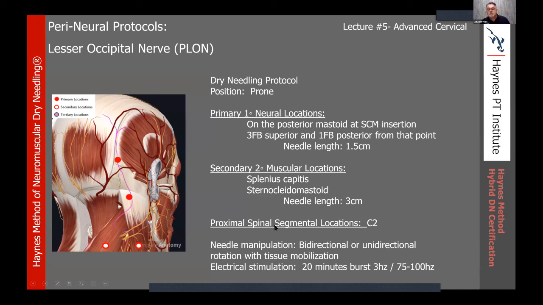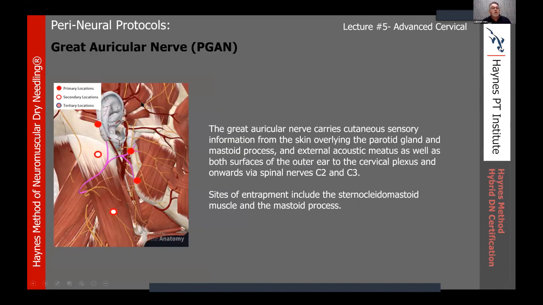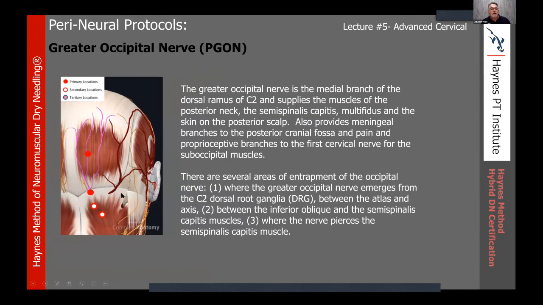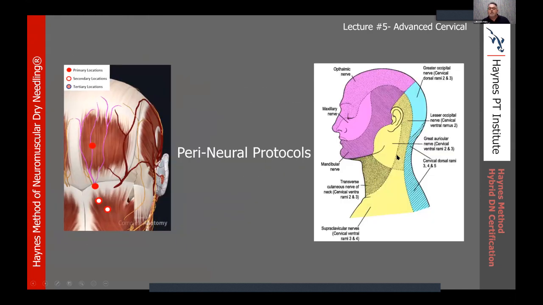If we want to look at our proximal spinal segmental locations, we can catch it at C2 as well, down to the lamina there. But again, this is for sensory changes that we're seeing posterior to the ear, back a little bit further. The great auricular is going to have a little bit of a footprint right in this area. Let's come back. The great auricular, its area is right here.